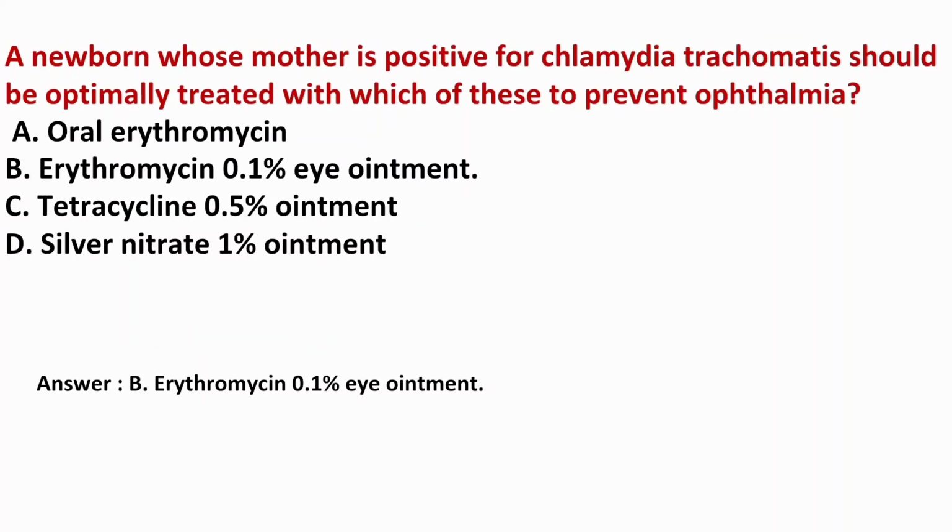A newborn whose mother is positive for Chlamydia trachomatis should be optimally treated with which of these to prevent ophthalmia? A. Oral erythromycin. B. Erythromycin 0.1% ointment. C. Tetracycline 0.5% ointment. D. Silver nitrate 1% ointment. Answer: B. Erythromycin 0.1% ointment.